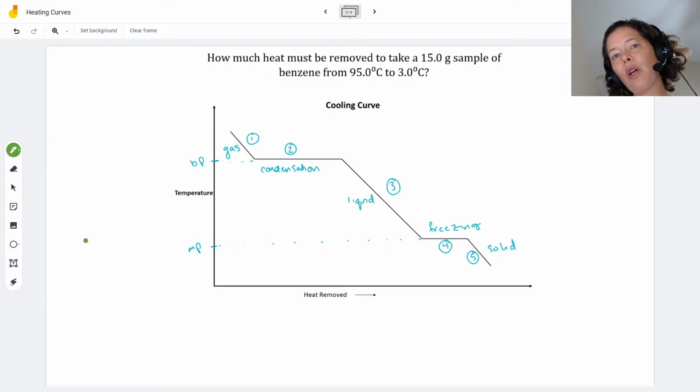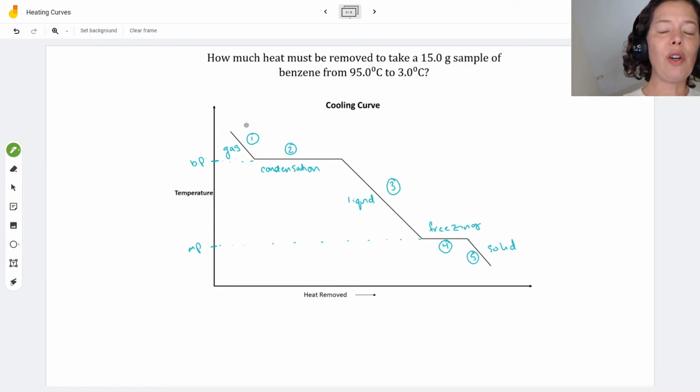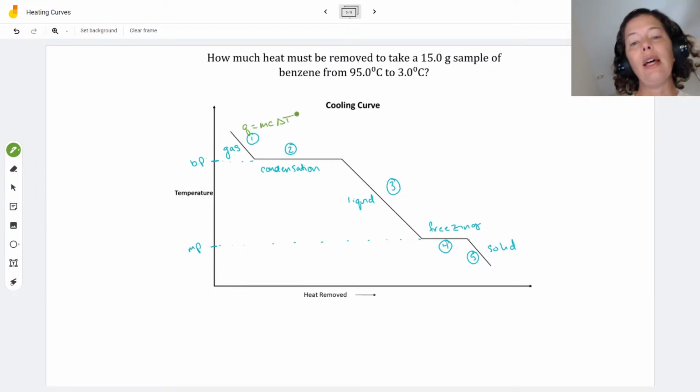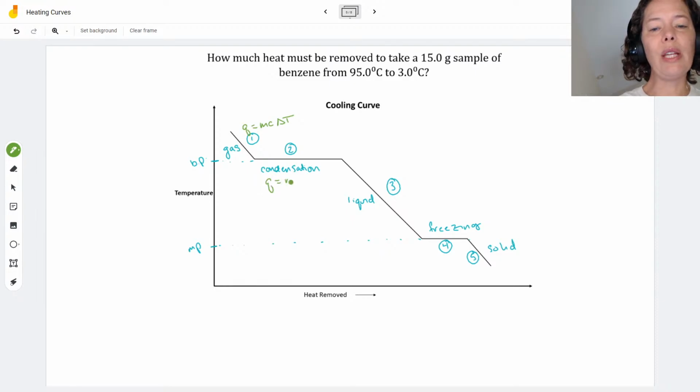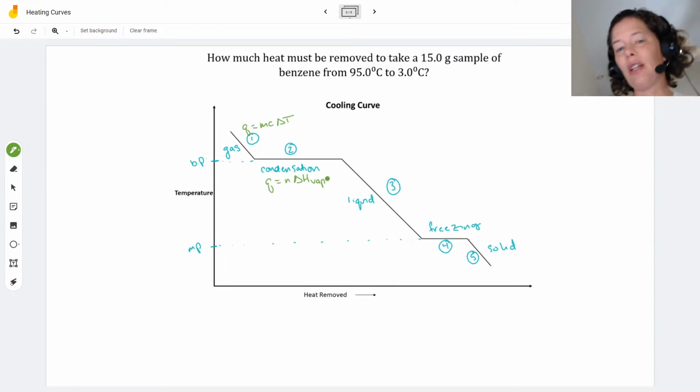So just like before, let's specify what equations we're going to use in the different sections. In section 1, when we've got the gas and we're just cooling it down to the condensation point, that is a temperature change. So we use our good friend Q equals MC delta T. Then at the condensation point, again, we need to use that enthalpy of vaporization, and we're going to use Q equals N times the enthalpy of vaporization.